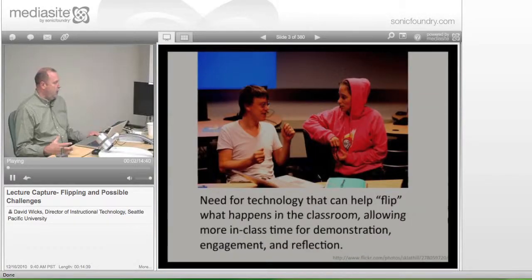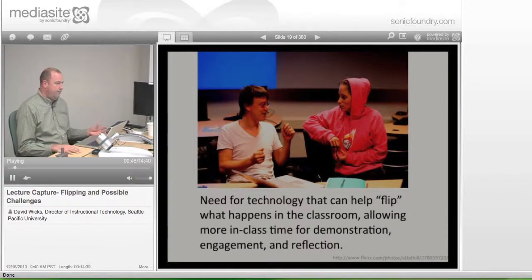So in saying all this, lots of times we throw technology at problems and think that's going to solve them, and many times it doesn't. But in this case, I think this particular technology can help a professor actually flip what's going on in the classroom and allow for more time for other types of engaging activity that would include reflection or demonstration of other techniques, other items that maybe you have to discuss with the students.